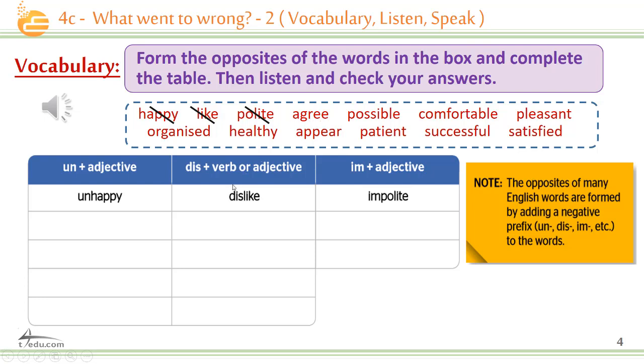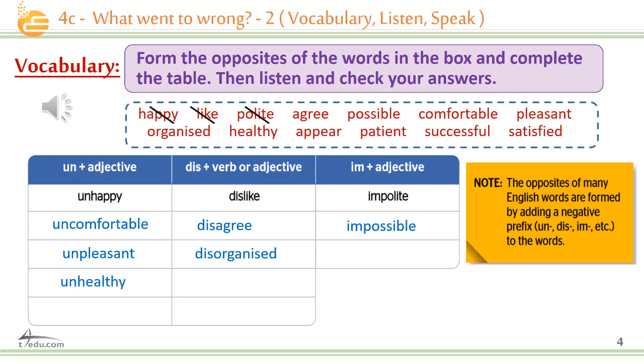Now let's see. Agree. What are we going to say? Disagree. Very good. Possible. Excellent. Impossible. Comfortable. Very good. Uncomfortable. Pleasant. Unpleasant. Excellent. Organized. Disorganized. Very good. Healthy.